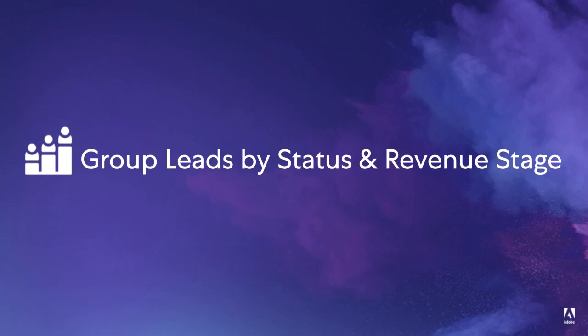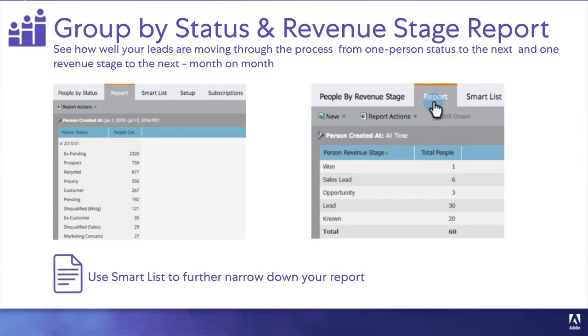Now, let's take a look at the group by status and group by revenue stage reports. The lead status report tells you how well you are moving people from one lead status to another, for example, from marketing qualified to sales accepted and to sales qualified. If you are using an RCM, then the group by revenue stage report gives you details on the exact stage of all the leads in your revenue cycle model.